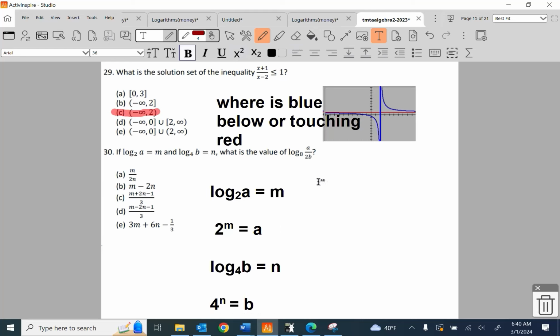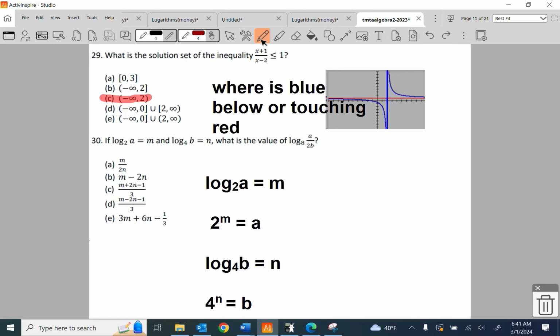So now I can actually answer the question. I have log, let me write this out. It's hard for me to type fractions on this software. Everywhere I see an A, I put 2 to the m. Everywhere I see a B, I put 4 to the n. So I get log base 8 of A, which is 2 to the m, sitting pretty over twice 4 to the n.